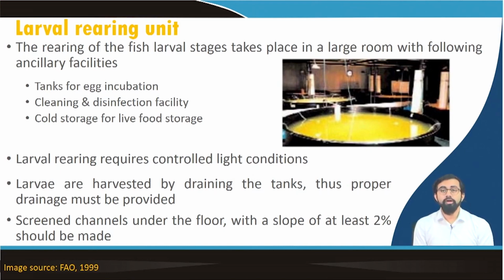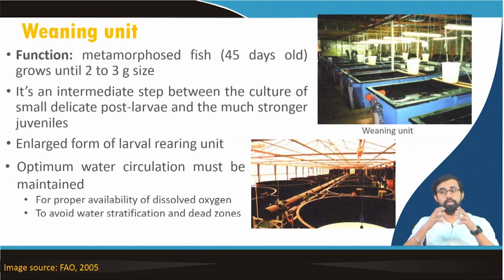Larvae are harvested by draining the tanks, and thus proper drainage must be provided, and the screen channels under the floor with a slope of at least 2% should be made to get rid of the unwanted materials. And then the weaning units, where the metamorphosed fish can grow after 45 days old, up to 2 to 3 gram in size, and it is an intermediate step between the culture of small delicate post larva and the much stronger juveniles. The weaning unit is like an enlarged form of the larval rearing units only. Its design can be the same as that.